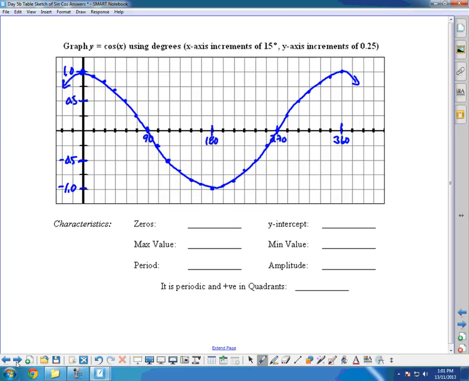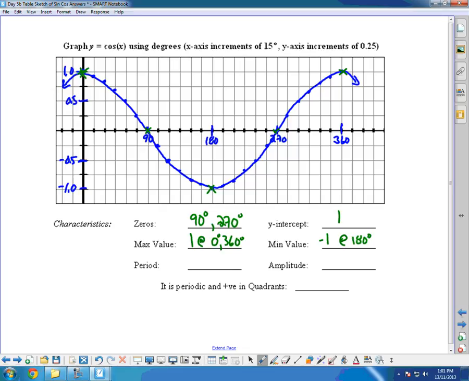So the zeros, there's only 2 of them. There's one here and here. So we see that it's at 90 and 270. Of course, we're starting by reviewing in degrees. The y-intercept, well, it starts at 1 as opposed to the sine curve that starts at 0. What's the max value? Max value is 1. And it happens at 0, or it happens again way down here at 360. The min value is right here, at -1, and it happens at 180 degrees.